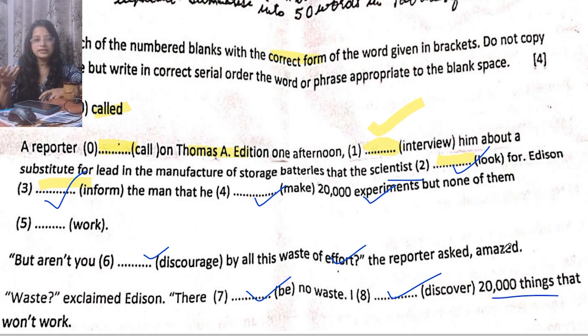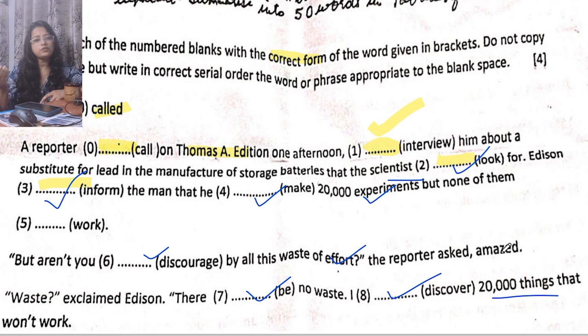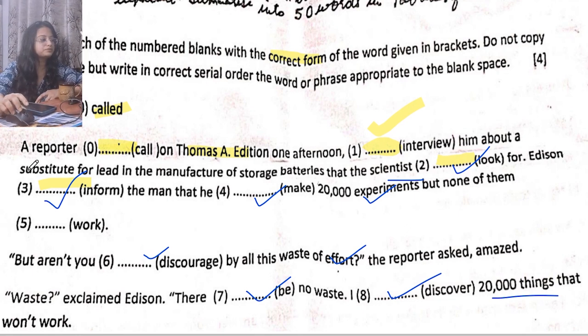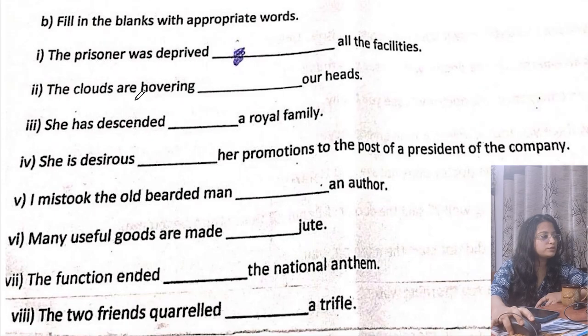So at least those are 20,000 things. So nothing is a waste. Even those might not have worked for storage batteries, but that can work for something else. So I have still discovered there is some work, right? So this is the tense part. Next we will move to the preposition.